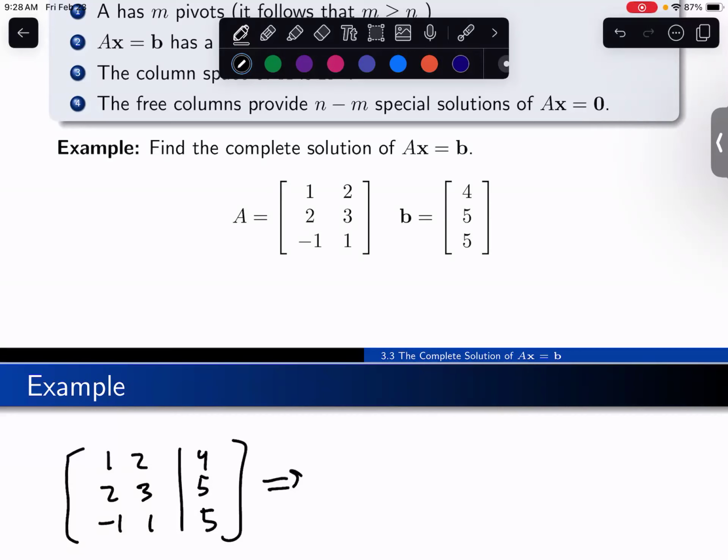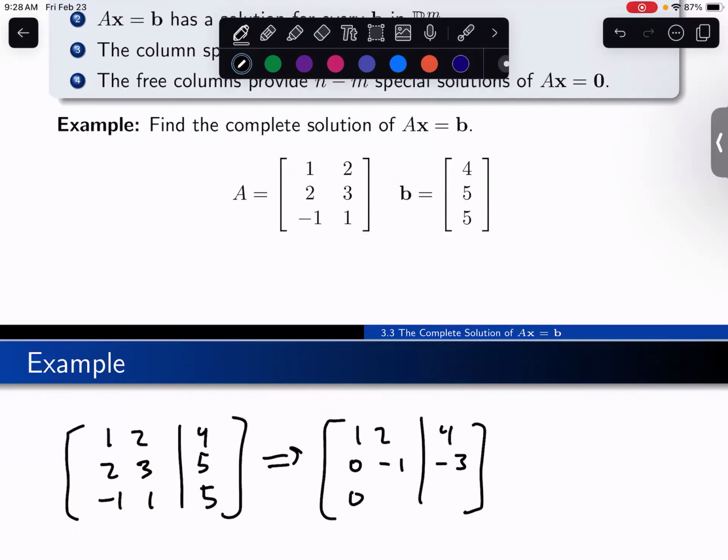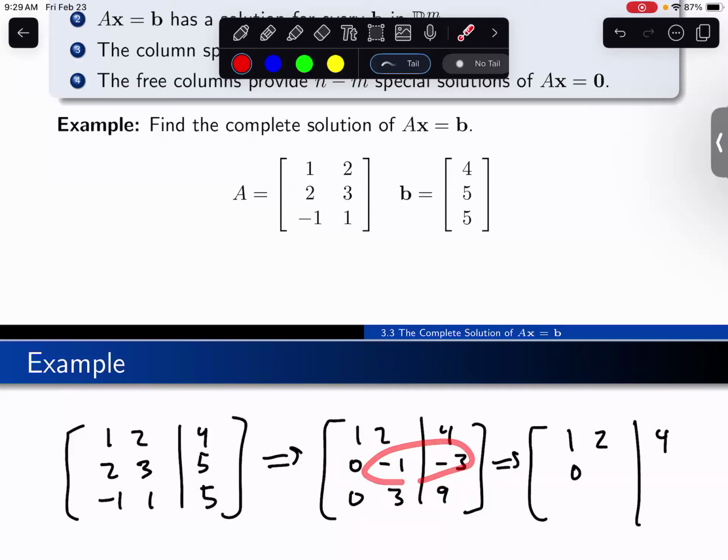And so if we were to reduce this, we would do minus 2 times row 1 plus row 2. This would end up giving us 0, minus 1, minus 3. And then if you added row 1 to row 3, this would give you 0, 3, 9. So you see the third row and the second row are scalar multiples of one another. So if you did 3 times row 2 and you added it to row 3, it would cancel out row 3. So it would give a row of zeros. And you can also multiply the second row by minus 1 to make sure you have a positive 1 as your pivot.